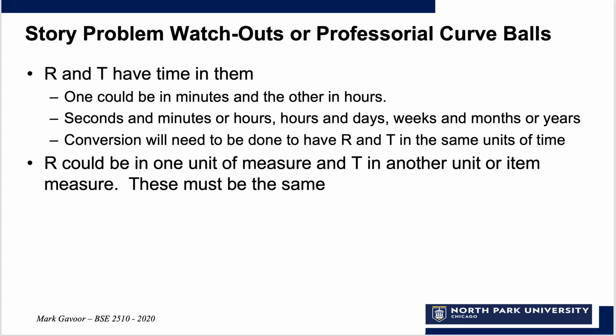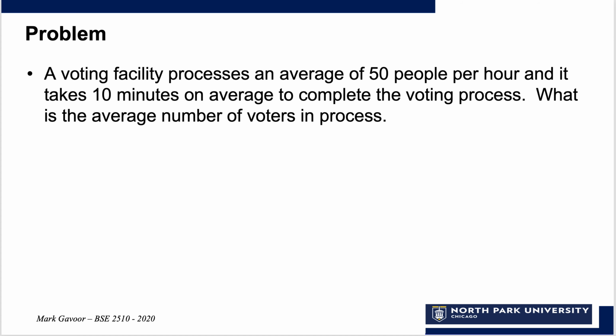And we'll look at some examples now. A voting facility processes an average of 50 people per hour. It takes 10 minutes on average to complete the voting process. What is the average number of voters in the process, waiting in line and or voting? A facility processes an average of 50 people per hour, and it takes 10 minutes on average to complete the voting process.